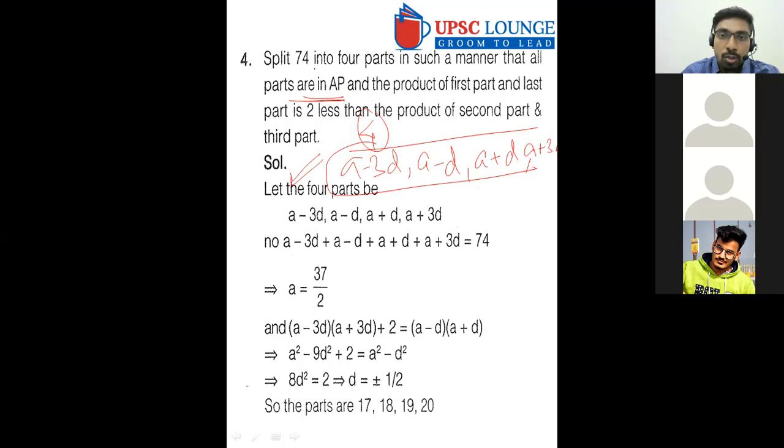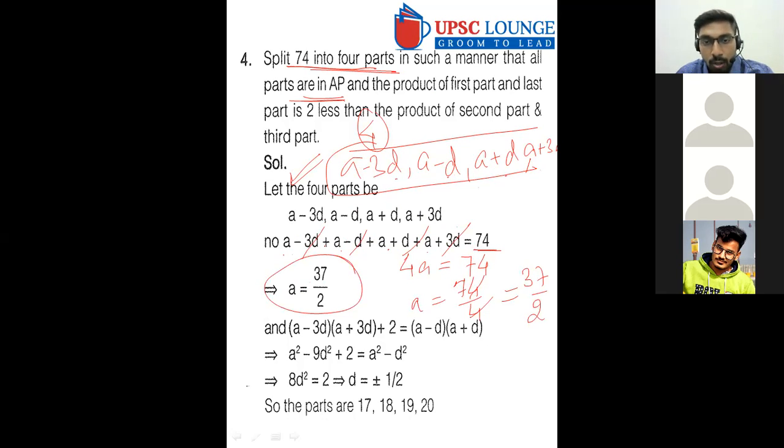So split 74 into 4 parts. These are the 4 parts, and when you add them you will get 74. Minus 3D plus 3D minus D plus D cancel, so A plus A plus A plus A, that means 4A equals 74. That means A equals 74 divided by 4, which equals 37 by 2. Basically, you got the value of A here. Is it clear or not?